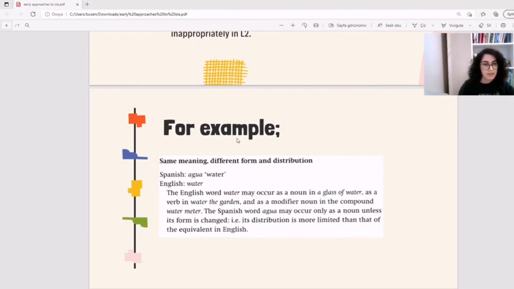For example, there is a type of interference here, same meaning, different form and distribution. In Spanish, the word agua means water. In English, the word water has different forms, as a noun, as a verb, as a modifying noun. But in Spanish, the word agua may occur only as a noun unless its form is changed. That is, its distribution is more limited than that of the equivalent in English. Finally, contrastive analysis is not enough for SLA because it cannot explain the logical problem of language learning.